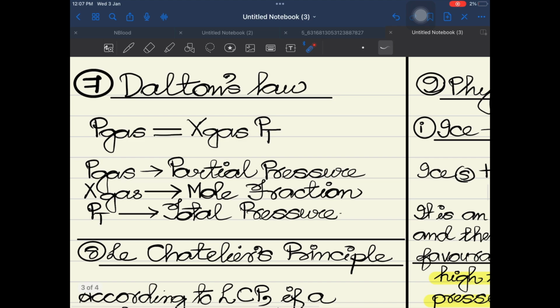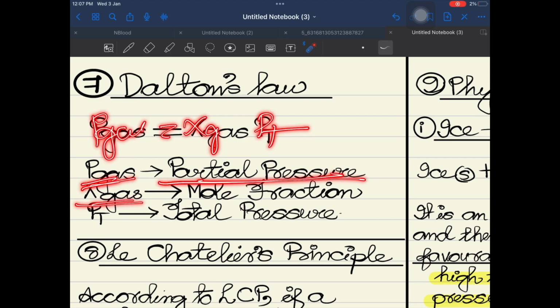Now let us go to the next topic, that is Dalton's law. So what did Dalton's law say? Dalton's law said that P of gas is equal to X of gas into Pt. What is P of gas? P of gas is the partial pressure of the gas, X of gas means mole fraction of the gas, and Pt is the total pressure.